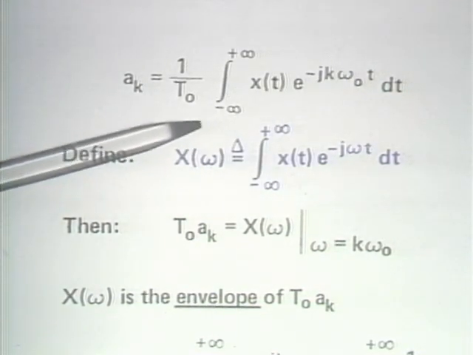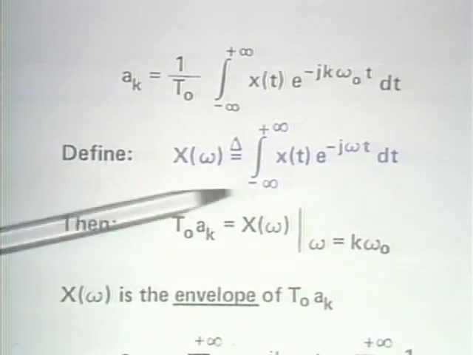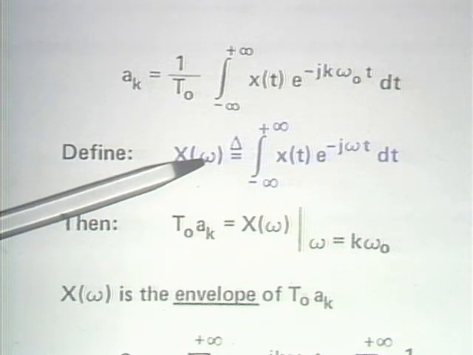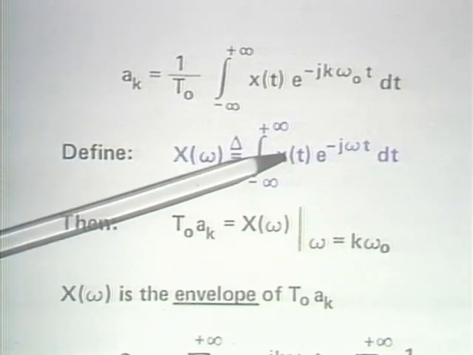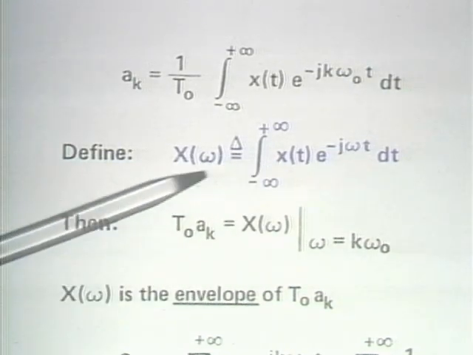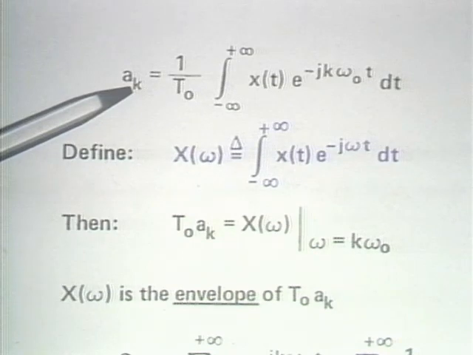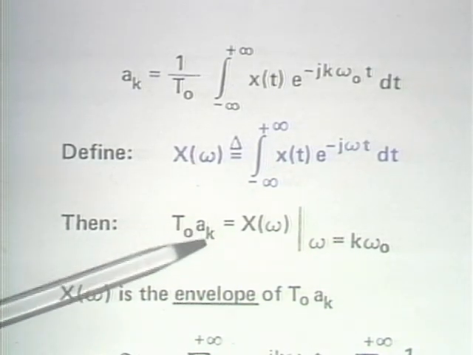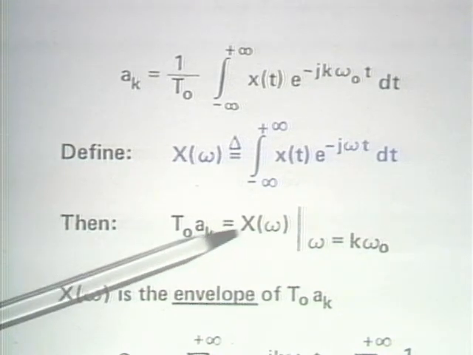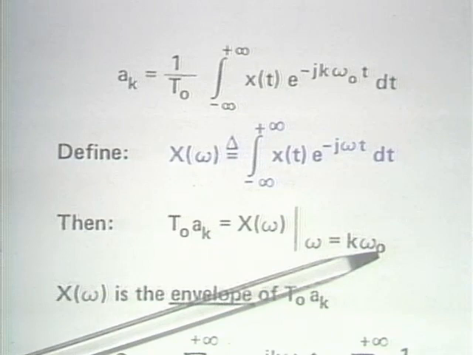Now, one reason for doing that, as we will see, is that this will turn out to provide us with a mechanism for a Fourier representation of x of t. And this, in fact, is an envelope of the Fourier series coefficients. In other words, t0, the period, times the coefficients is equal to this integral at integer multiples of omega 0.